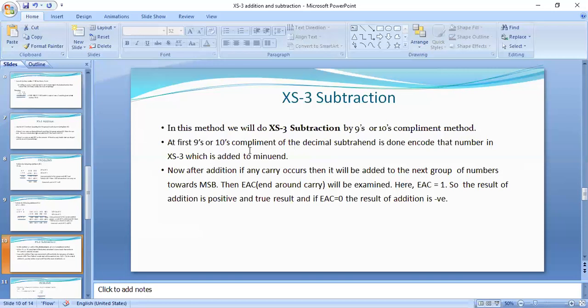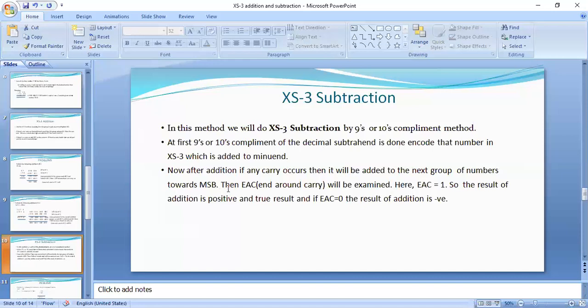So the first step: if the given numbers are in decimal form, first you have to find the 9s or 10s complement of the subtrahend. After finding the 9s complement or 10s complement of the subtrahend, you have to encode the obtained number into the equivalent excess3 code. After encoding the obtained number into equivalent excess3, add that encoded number to the minuend.